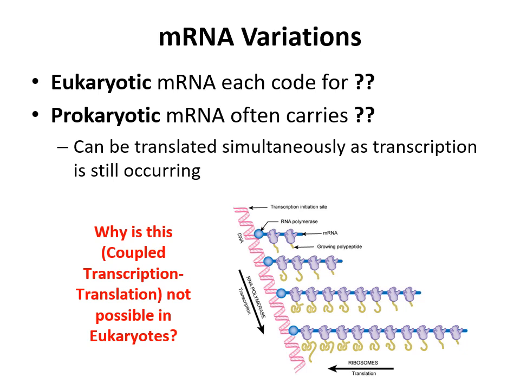Now, I want to point out when we talk about translation and mRNA, there's actually some variations amongst mRNA. Eukaryotic mRNA each code for a single protein, whereas prokaryotic mRNA often carries several coding sequences, meaning that you'll have a bunch of coding sequences on that one RNA, and then you end up getting multiple proteins out of it.